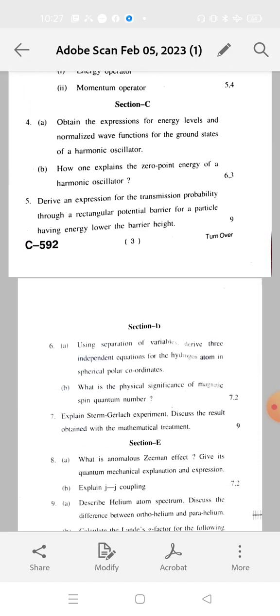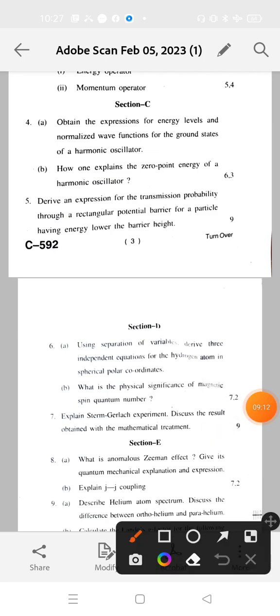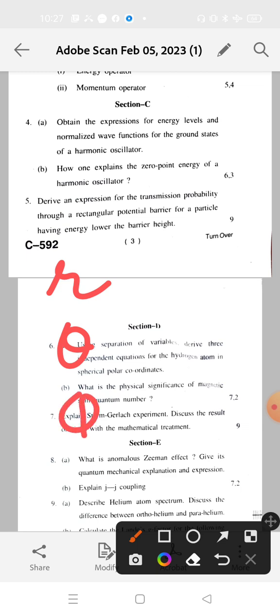Section D. Question number 6, A part. Using separation of variables, derive 3 independent equations for the hydrogen atom in spherical polar coordinates. So we have to derive 3 equations. First one is a radial equation for r, then theta, and then phi. We have to derive three different and separate equations for a hydrogen atom.